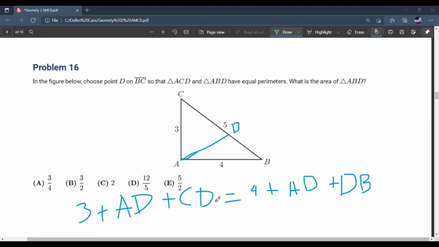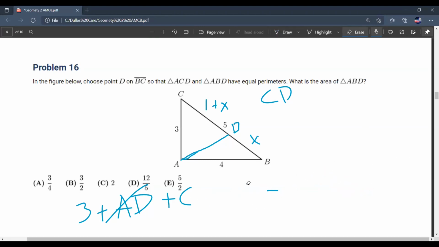Okay, so let's look at this, right? AD cancels out AD. So we have 3 plus CD is equal to 4 plus DB. So what does this mean? This basically means that CD is equal to 1 plus DB. So let's say that DB is equal to x, then CD is equal to 1 plus x. Since CD plus DB is equal to 5, we get 2x plus 1 equals 5, so then x equals 2.